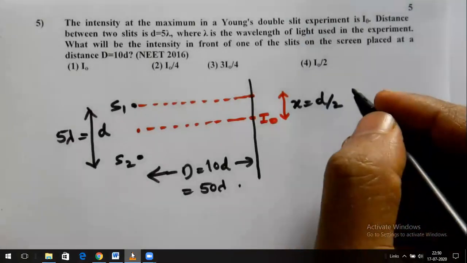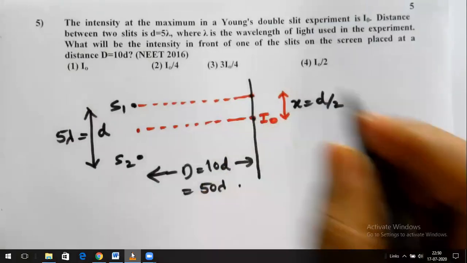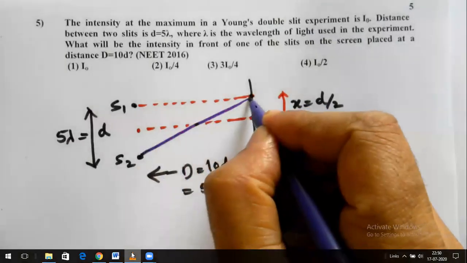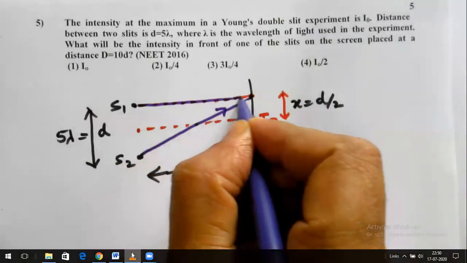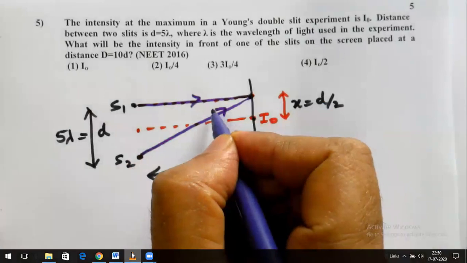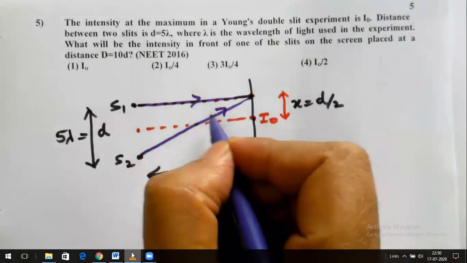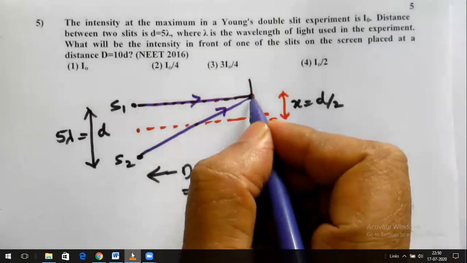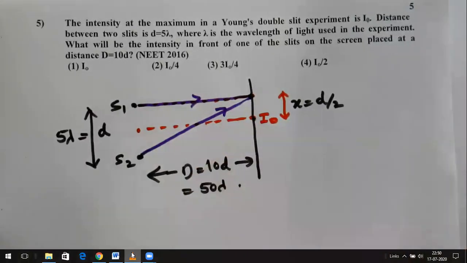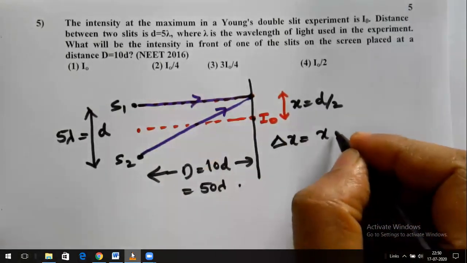Now if you know the distance from the central bright fringe to that point, you can find out the path difference between the waves meeting here. The wave starting from S1 and the wave starting from S2 and reaching here will have a path difference, and they will also have a phase difference. That's why they produce a different intensity here. So what is the path difference between the two waves starting from S1 and S2 reaching a point lying at a distance x from the central plane? That is given by path difference delta x is equal to x d by D.